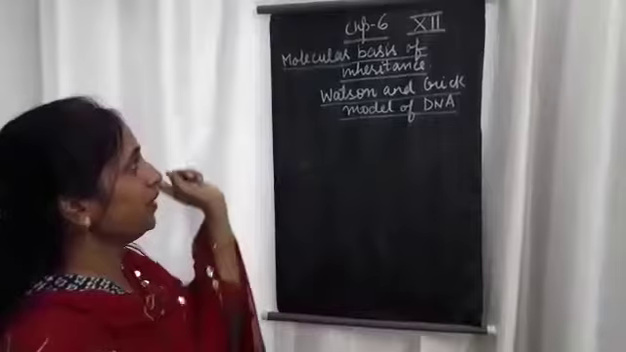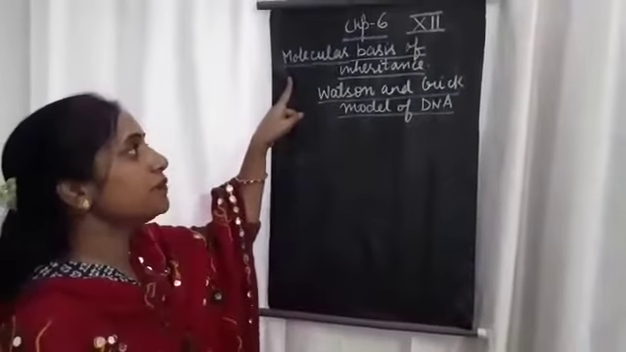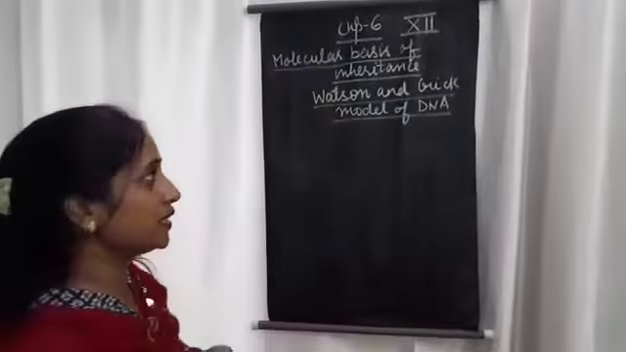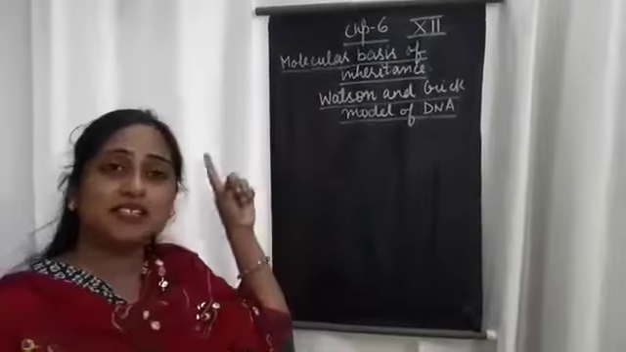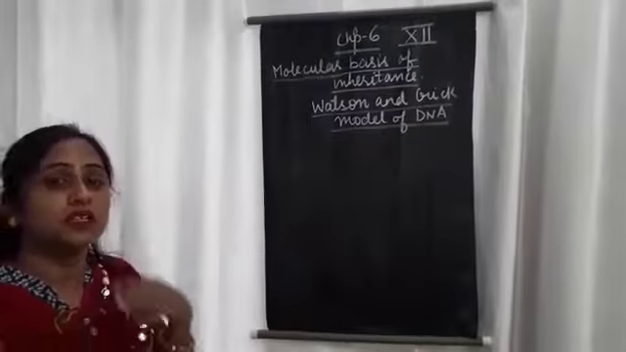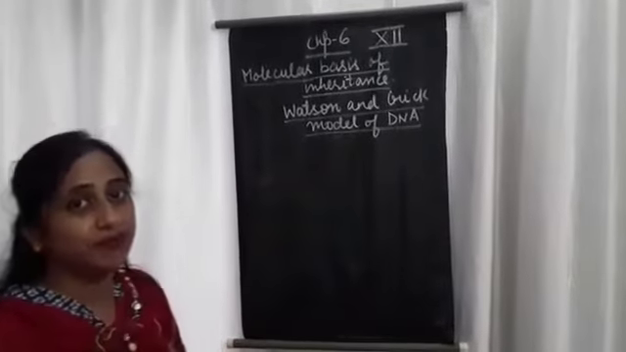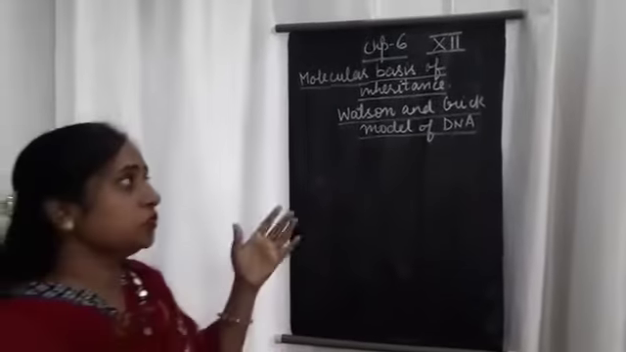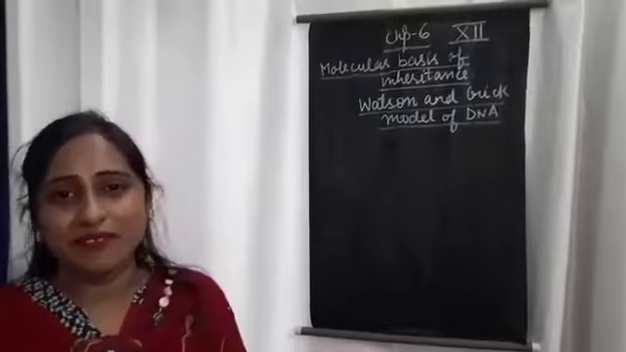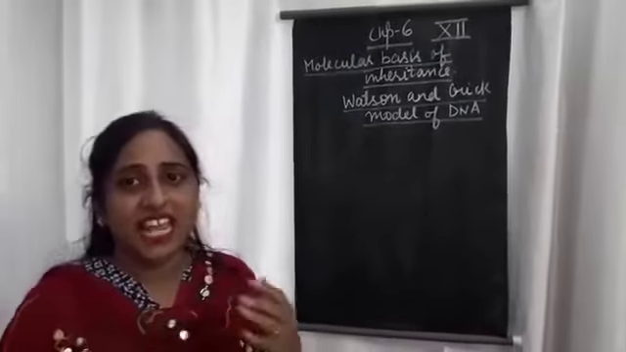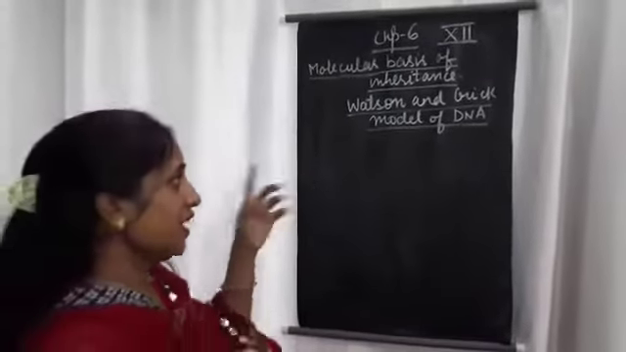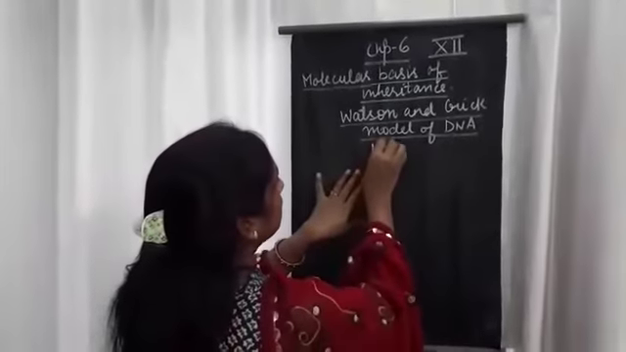Today we will be continuing with chapter number 6, Molecular Basis of Inheritance from class 12. Now, in yesterday's lecture, we have seen about the DNA molecule. Now we will be learning about the model of DNA. The model of DNA, also known as double helix model, was given by James Watson and Francis Crick in the year 1953.